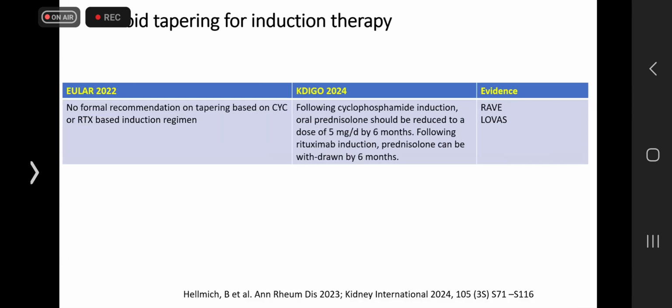And in terms of the tapering, there is no formal recommendation from the EULAR on tapering based on cyclophosphamide or rituximab-based induction, whereas KDIGO 2024 says following cyclophosphamide induction, prednisone can be reduced to 5 milligram daily by 6 months, and following rituximab induction, prednisone can be stopped by 6 months.